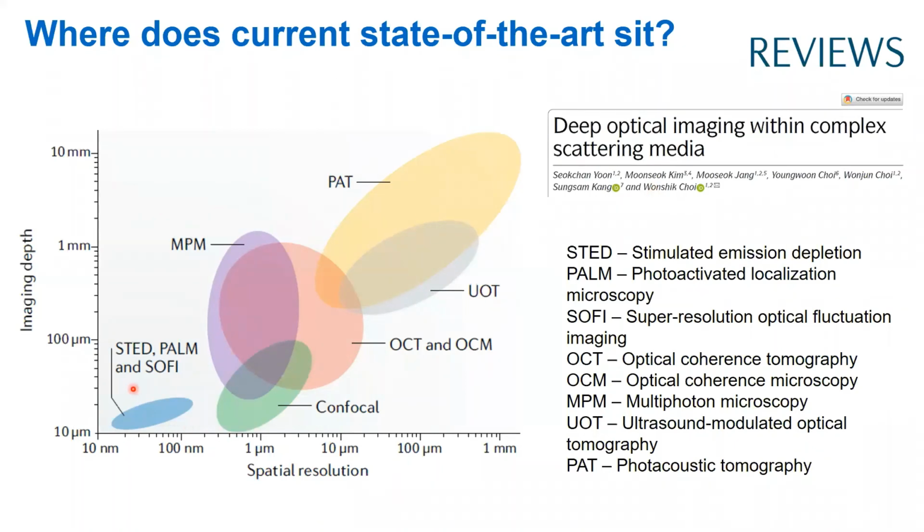And this really goes back to what I was talking about at the start, where we talk about trying to improve spatial resolution and we're trying to improve image depth. And often we can't have both in microscopy. Often we have to choose: do we care about resolution or do we care about imaging depth?